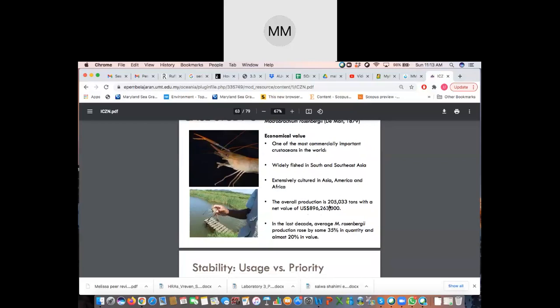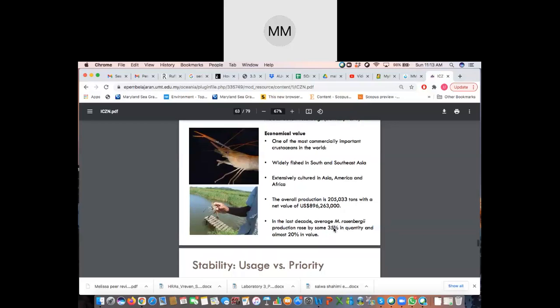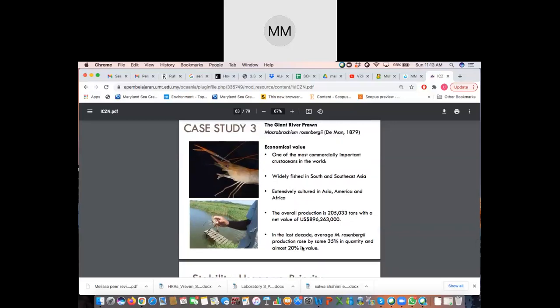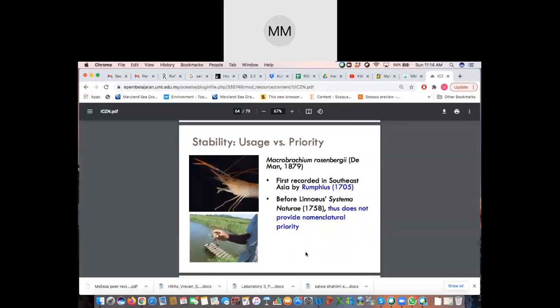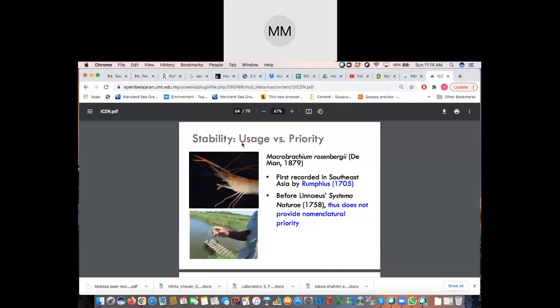The overall production of this is over 205,000 tons with a net value of 896 million plus. So in the last decade, the average Macrobrachium rosenbergii production rose by about 35% in quantity and almost 20% in its value. Okay, so now having known of its value, here we're going to explain another form of usage versus priority aspect.